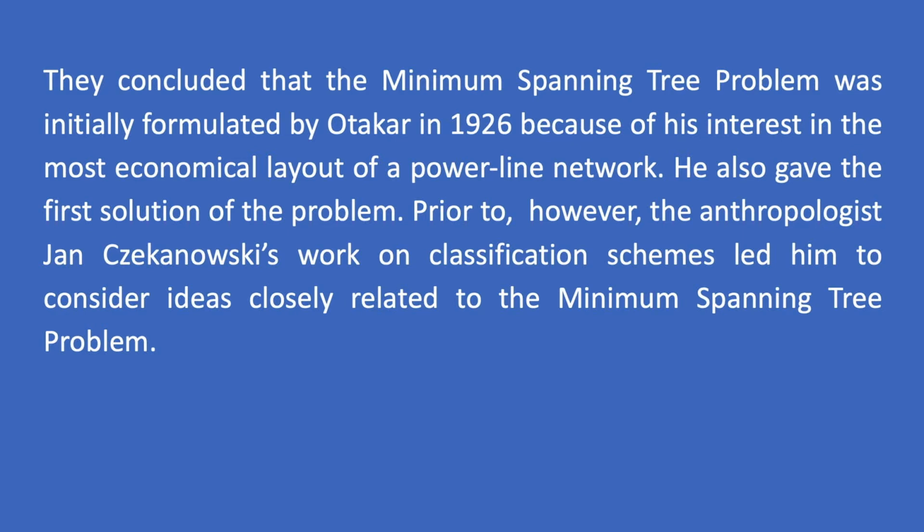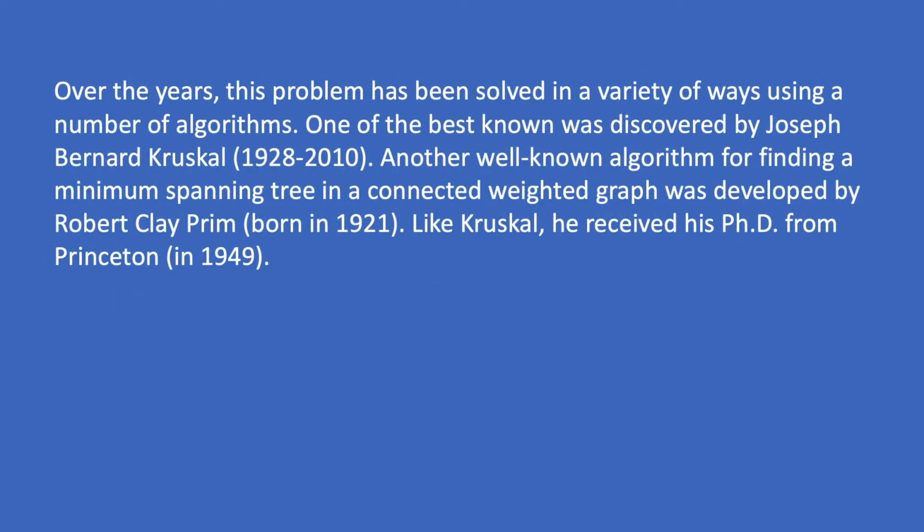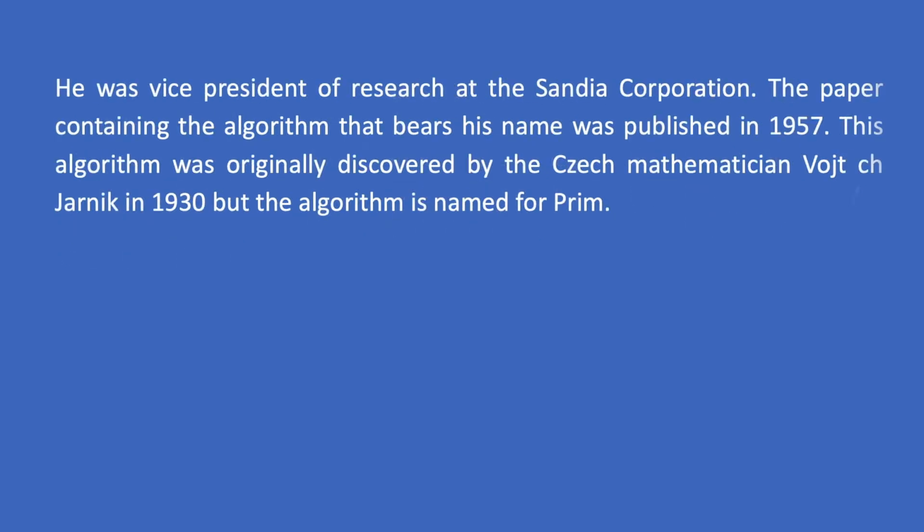Prior to that, however, the anthropologist Jan Czekanowski's work on classification schemes led him to consider ideas closely related to the minimum spanning tree problem. Over the years, this problem has been solved in a variety of ways using a number of algorithms. One of the best known was discovered by Joseph Bernard Kruskal, 1928 to 2010. Another well-known algorithm was developed by Robert Clay Prim, born in 1921. Like Kruskal, he received his PhD from Princeton in 1949. He was the Vice President of Research at the Sandia Corporation. The paper containing the algorithm that bears his name was published in 1957. This algorithm was originally discovered by the Czech mathematician Vojtěch Jarník in 1930, but the algorithm is named for Prim.